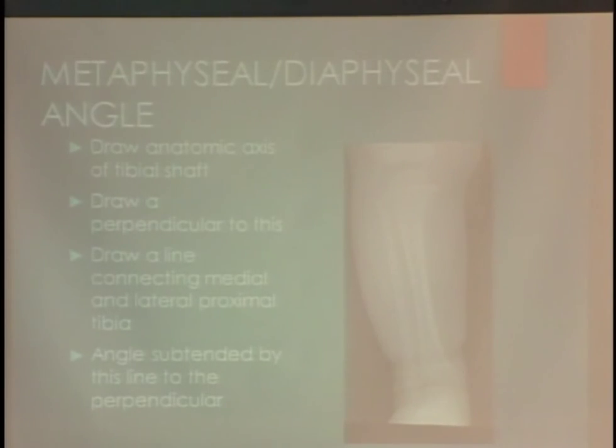So one of the ways we do that is with an angle we call the metaphyseal diaphyseal angle. It's also known as Drennan's angle. And basically you draw a line down the tibia, you draw a 90-degree perpendicular line to that, and then you draw another line that connects the lateral and the medial proximal tibia, this little pink line here. And so then you measure the angle between those, and here in this child's radiographs, that angle is 3 degrees, okay? Very normal angle.